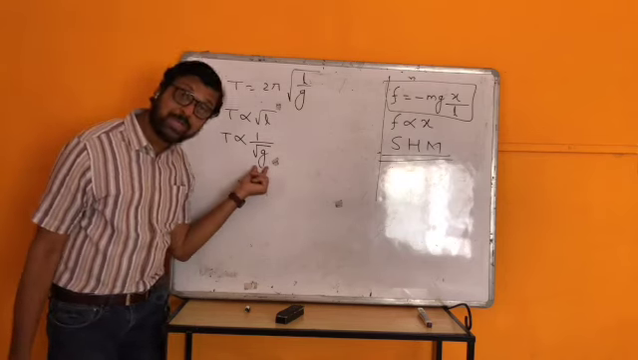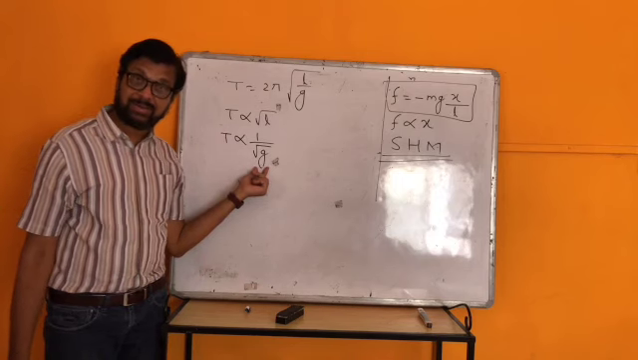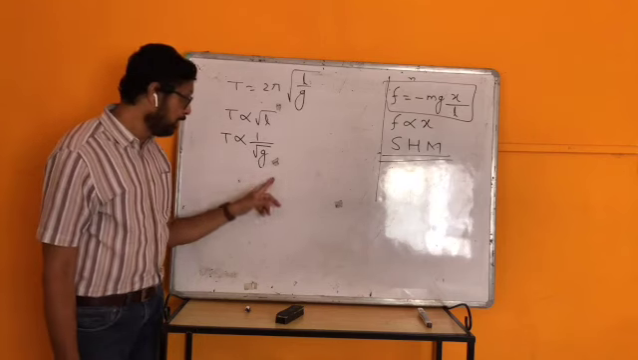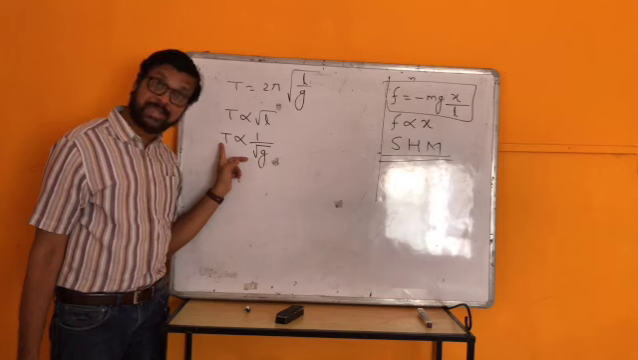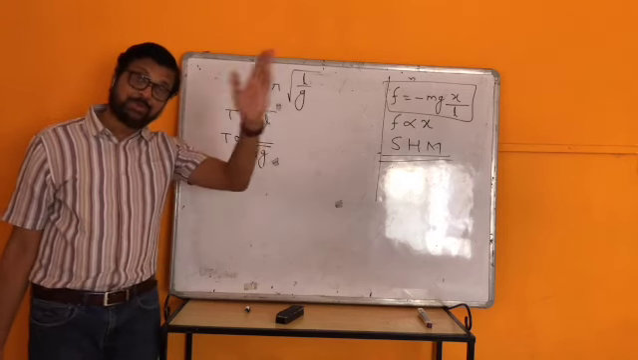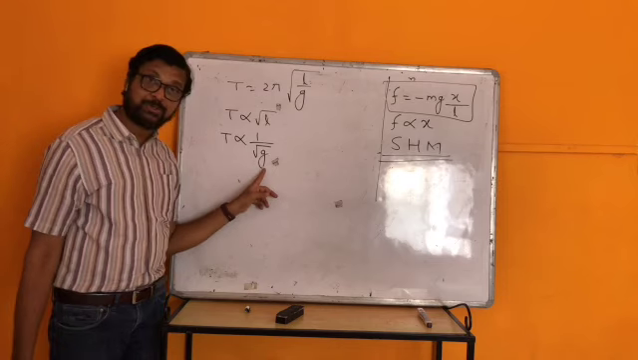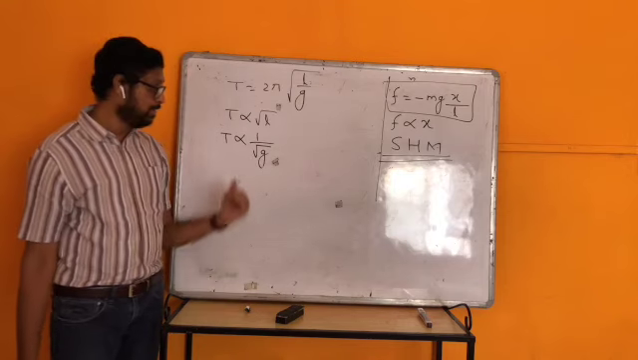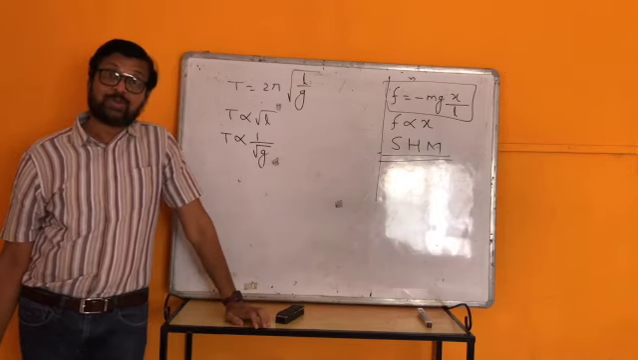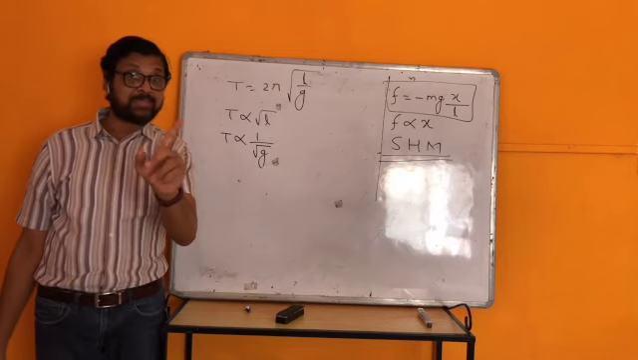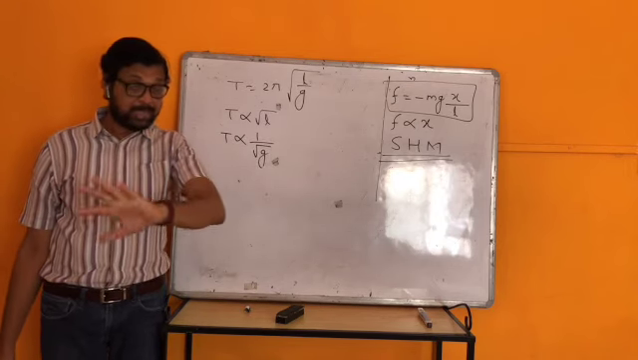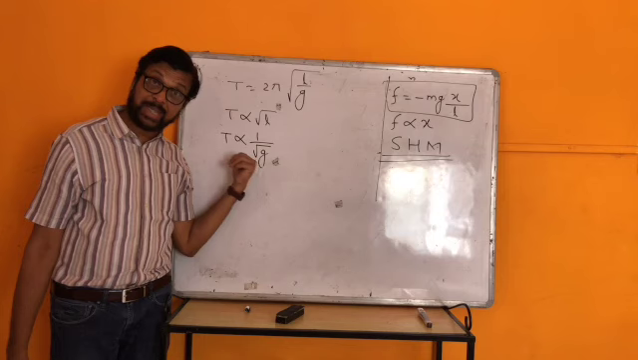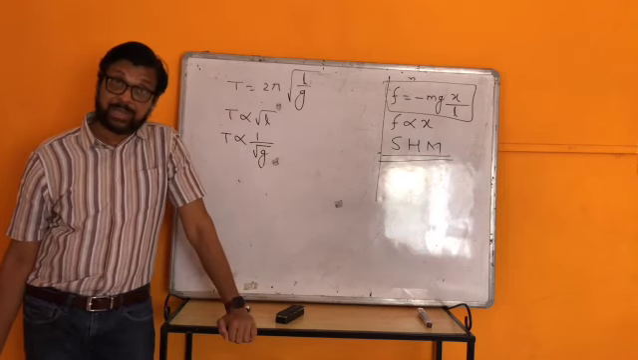Where is g the least? At the equator. Am I right? The acceleration due to gravity is minimum at the equator. So periodic time will be maximum at the equator. And as you go from equator to poles, acceleration due to gravity goes on increasing. So periodic time will go on decreasing because T is inversely proportional to square root of g. That means the same simple pendulum, if it is taken to different places on earth, its periodic time will be different depending upon the acceleration due to gravity at that place.